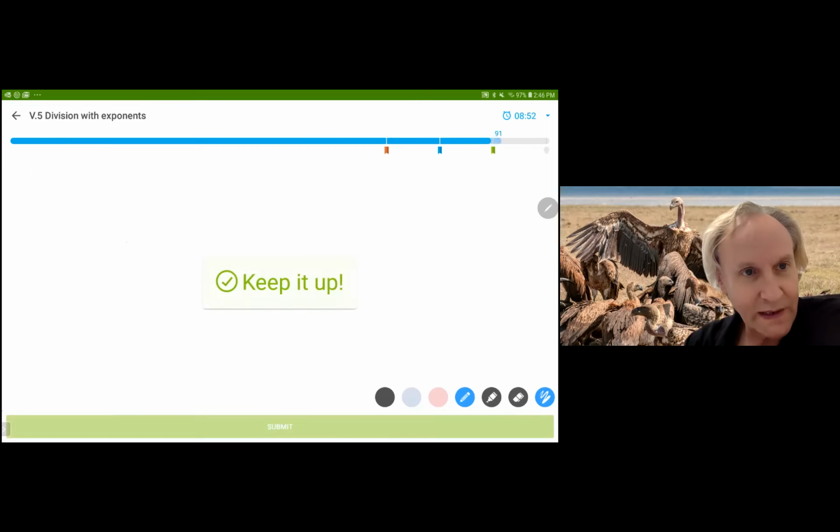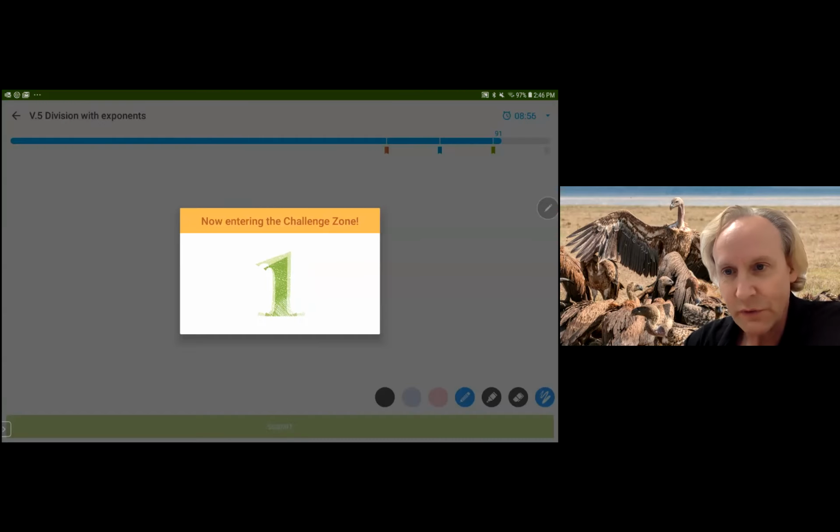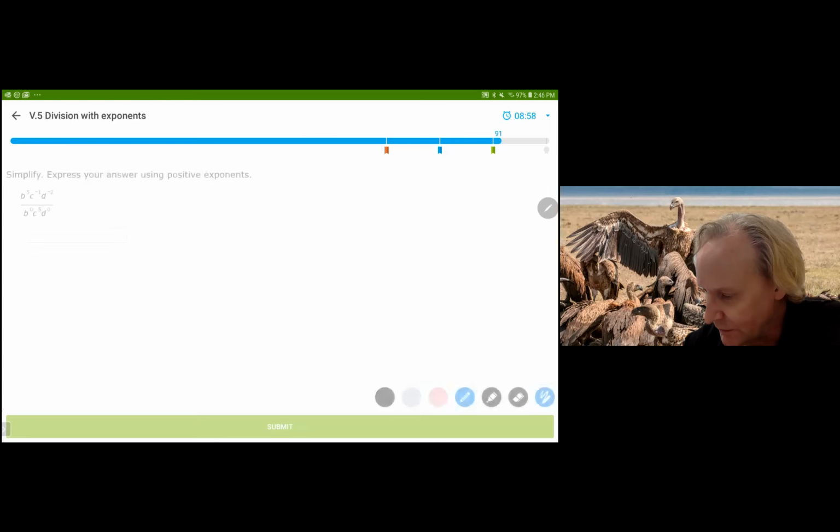I have trouble writing the fractions for some reason. Oh, there we go. A few more. Let's see how quickly we can get these done.